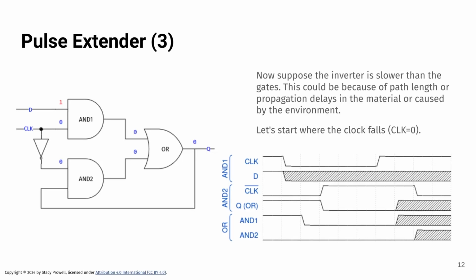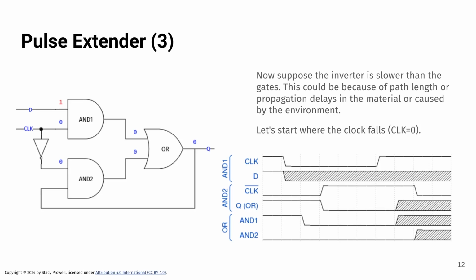let's suppose the inverter is a little slower. Now, why would it be slower? Well, it could be slower because of path length issues. It could be slower because there's a defect in the materials that are there. It could be environmental effects. A number of things can cause a delay within a part of a circuit.